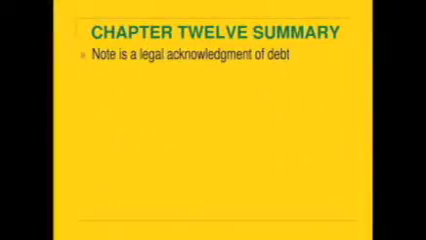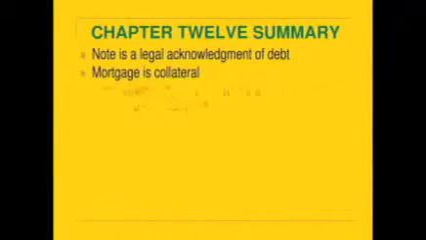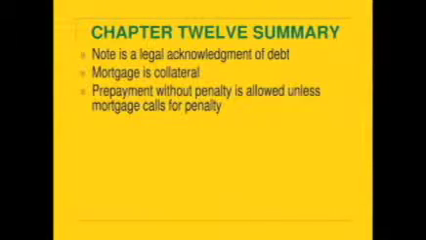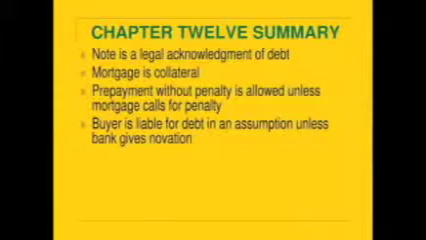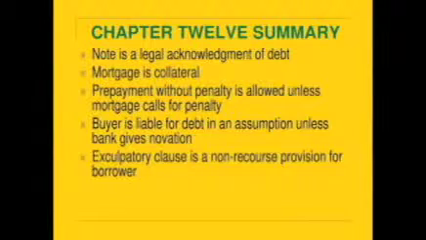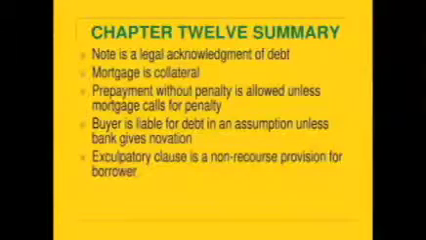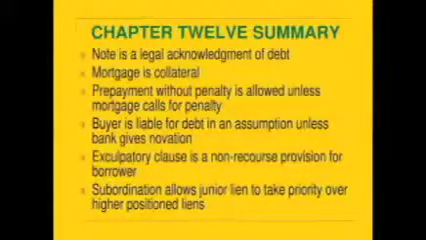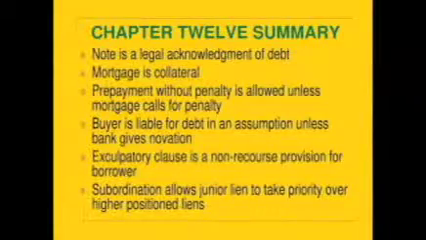What I'd like to do right now is review with you Chapter 12 to make sure we understand those most important concepts. The note is a legal acknowledgement of a debt. The mortgage is collateral. Prepayment without penalty is allowed unless the mortgage calls for it in the contract. The buyer is liable for the debt in an assumption unless the bank gives that person novation. Remember that novation is a release of liability. Exculpatory clause is a non-recourse provision for borrowers. In other words, the borrower is not responsible personally for the debt. Subordination allows junior liens to take priority over higher positioned liens.